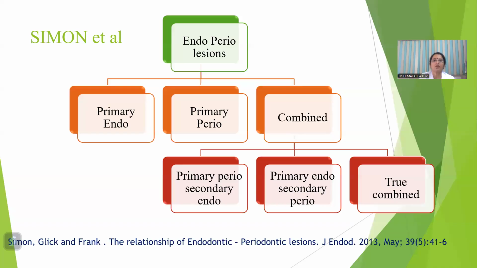Okay. Now coming on to a few classifications. We are just going to discuss two classifications over here. First is the most commonly used Simon et al. classification, wherein endo-perio lesions are classified as primary endo, primary perio, and combined lesions. In combined lesions, you have primary endo with secondary perio, primary perio with secondary endo, and true combined lesions.